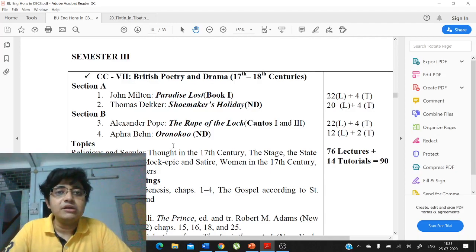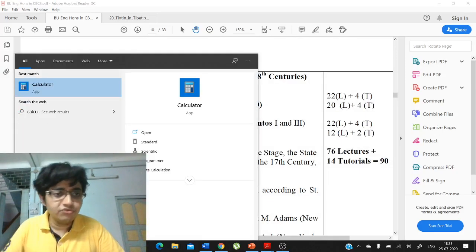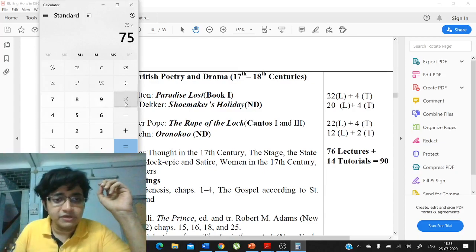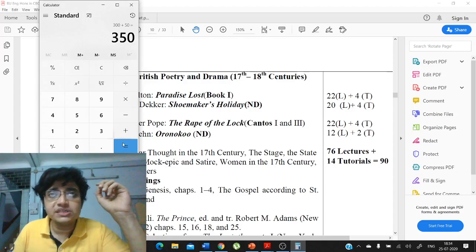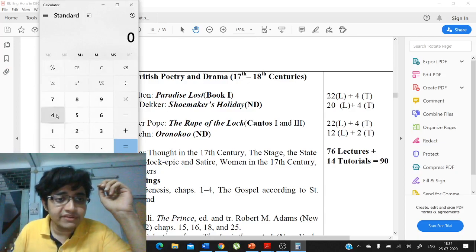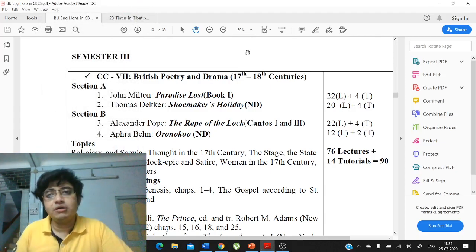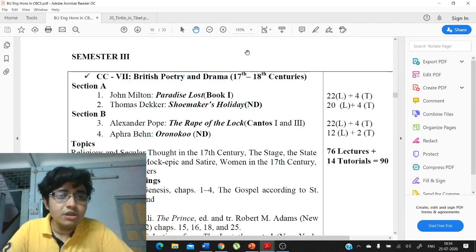Of course, there are three 75-mark papers. Let us have a look. So you have to study three core course papers. 75 into 3 is equal to 225, plus 75 because of the generic elective paper, plus a 50-mark examination for the skill enhancement courses. So 75 into 4 is equal to 300, plus 50. So semester 3 is a grand total of 350 marks. So this is your syllabus.